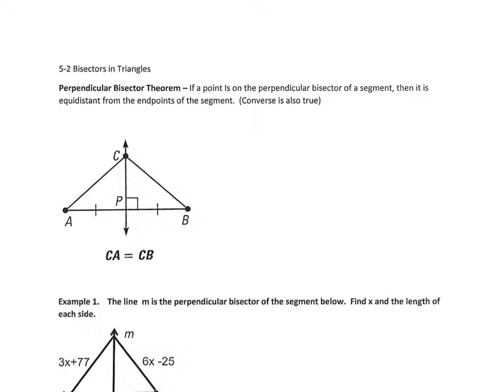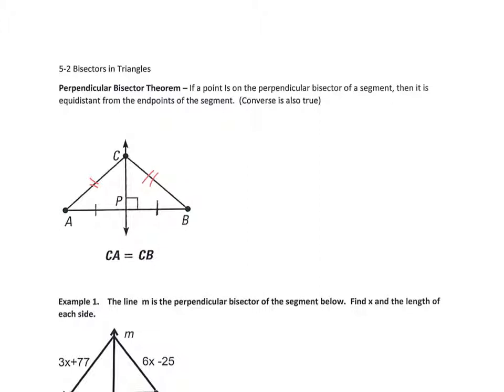5.2 is really short, but the perpendicular bisector theorem states that if a point is on the perpendicular bisector of a segment, so if this is the perpendicular bisector right here, because it's perpendicular and it cuts this in half, then it is equidistant from the endpoints of a segment. So CA has to be equal to CB.